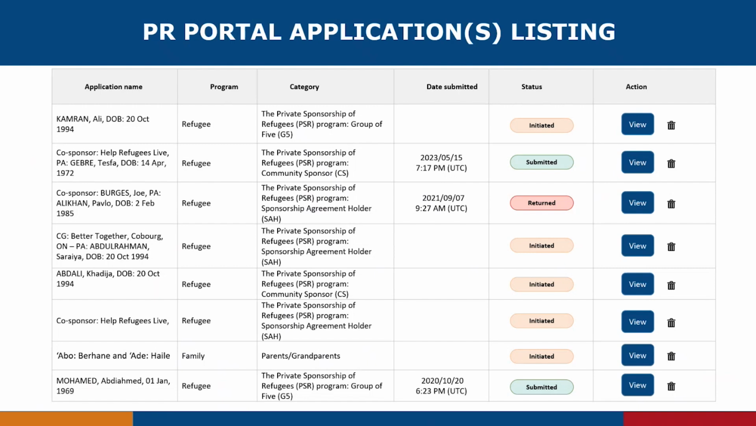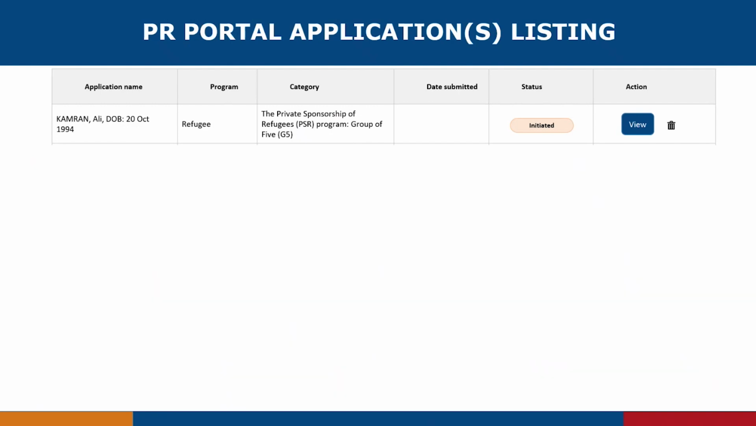As the primary sponsor, you will see a listing of all applications that you have initiated that are based on the email address associated with your particular portal user account, which should match the one on file with IRCC for the SAW's primary contact.